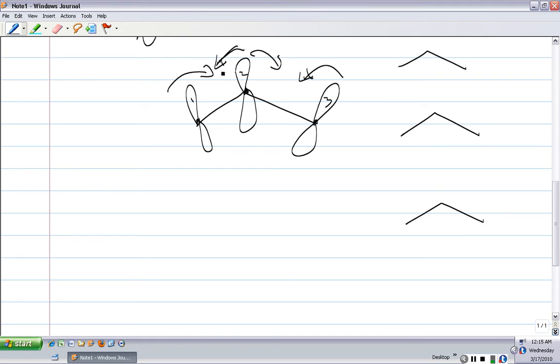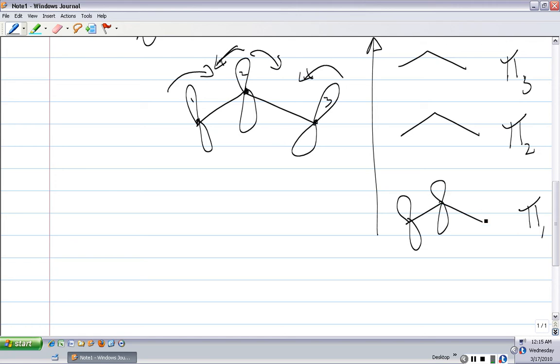Because the overlap is sideways, I can designate these orbitals as pi. I'm going to call this one pi 1, I'll call this one pi 2, and I'll call this one pi 3. And I have ascending energy in this direction. What do they look like? Well, I can say that pi 1 will be formed by in-phase overlap of my orbitals. So I'll have plus, plus, plus, minus, minus, minus.